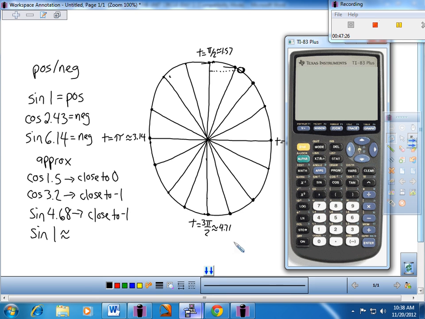Well, let's just see to about 4 decimal places what that is. Sine of 1, not bad. Again, I was at least within the vicinity. So we would typically go out to about 4 decimal places: 0.8415.